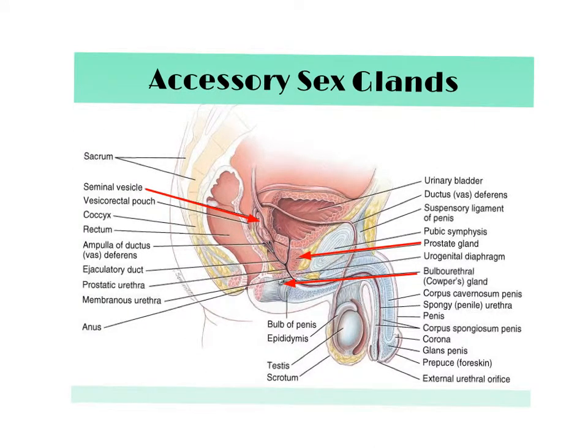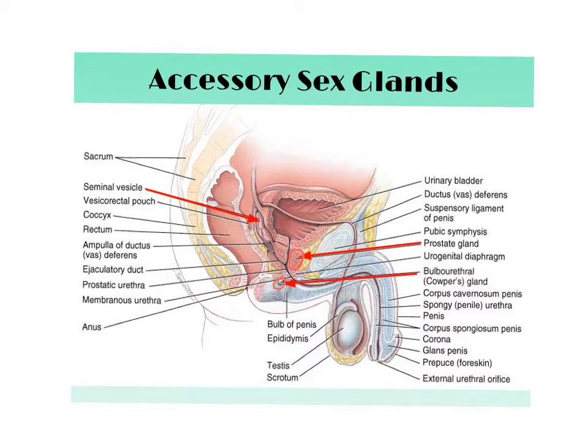And now you have some accessory sex glands in the male anatomy. Right here you have the prostate gland. And also you have the bulbourethral or the Cowper's gland located right there. But the main thing you need to know, remember, you're going to have to be able to trace the path of the sperm through the male anatomy.